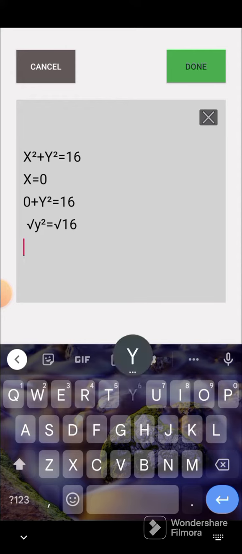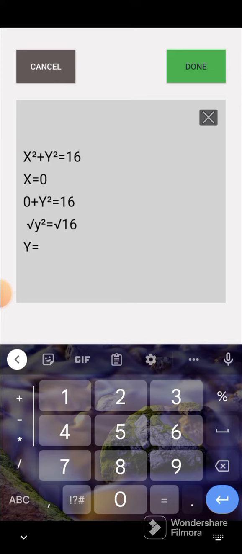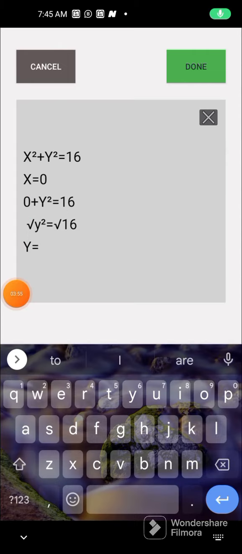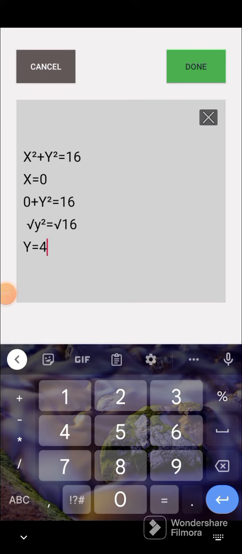And our y now becomes, the square will cancel the square root, so it will be left with only y. Then our y now becomes 4. That's the square root of 16 is 4. So this will be the intercept for y.